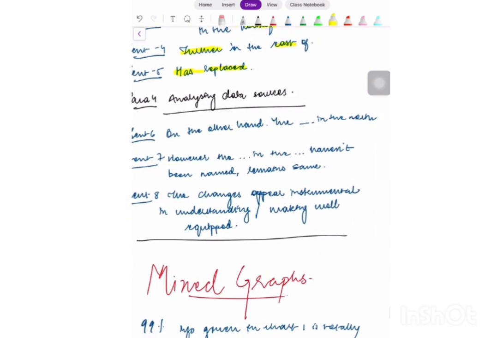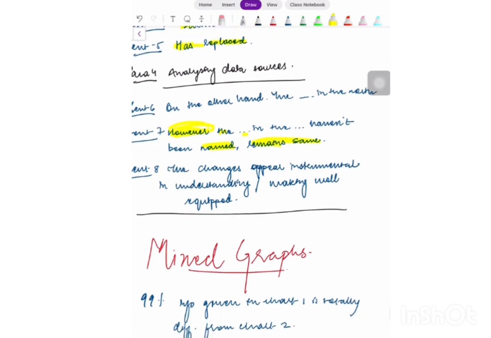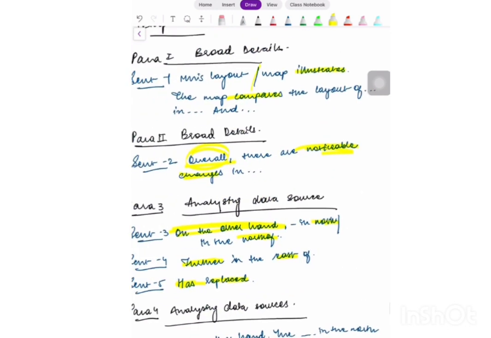The three sentences could be, on the other hand, the dash in the north. However, the dash in the haven't been named and remains same. Okay, when there's something same. So however is a good usage of a linker. The changes appear instrumental in understanding or making well equipped. So this was the template.